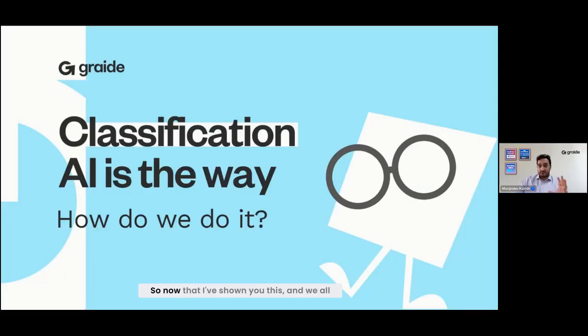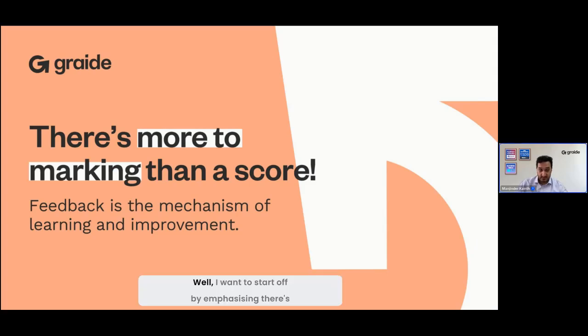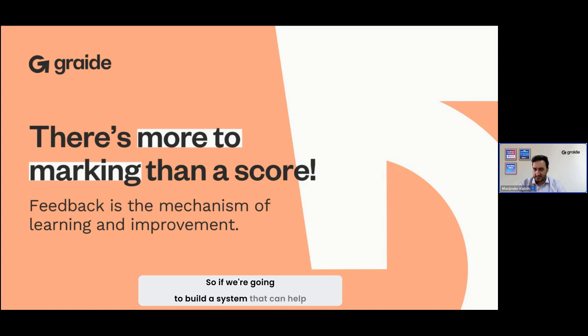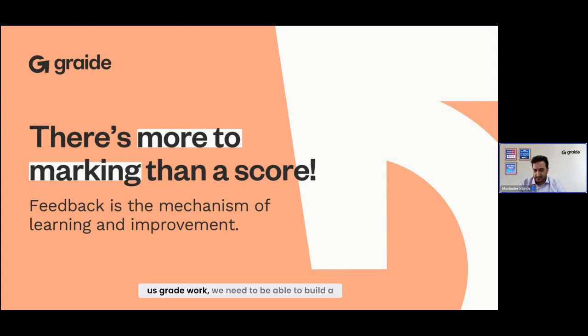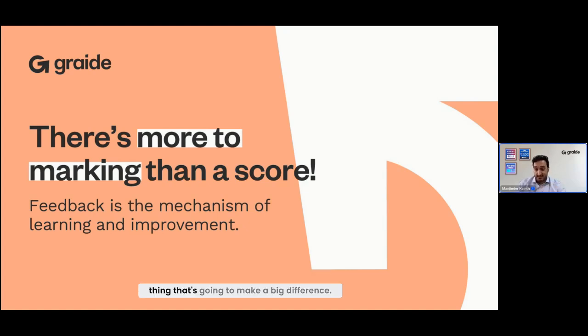So now that I've shown you this, and we all generally agree that classification AI is sort of the way to do this, how do we at Grade do this? Well, I want to start off by emphasizing that there's a lot more to marking than just a score. Feedback is really the mechanism of learning, and it's how people improve. So if we're going to build a system that can help us grade work, we need to build a system that also provides valuable feedback, because that is really the thing that's going to make a big difference.